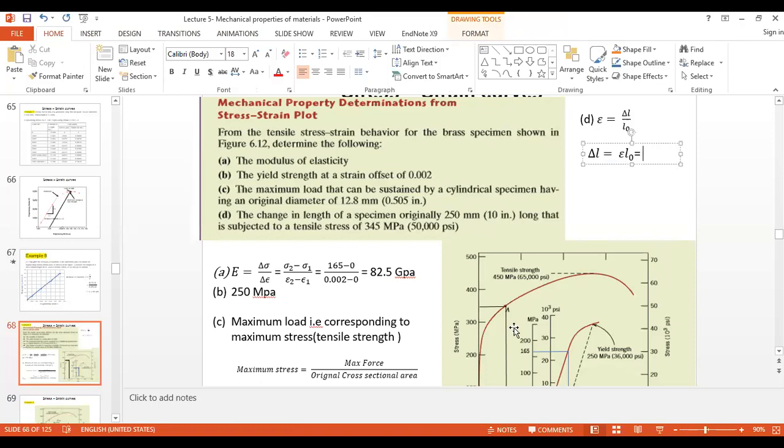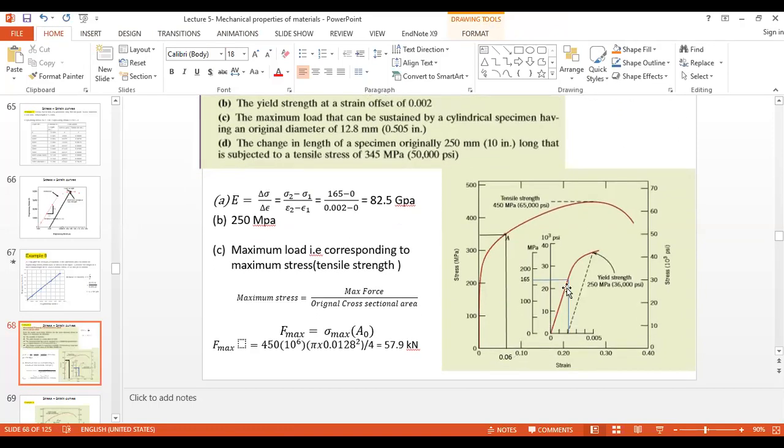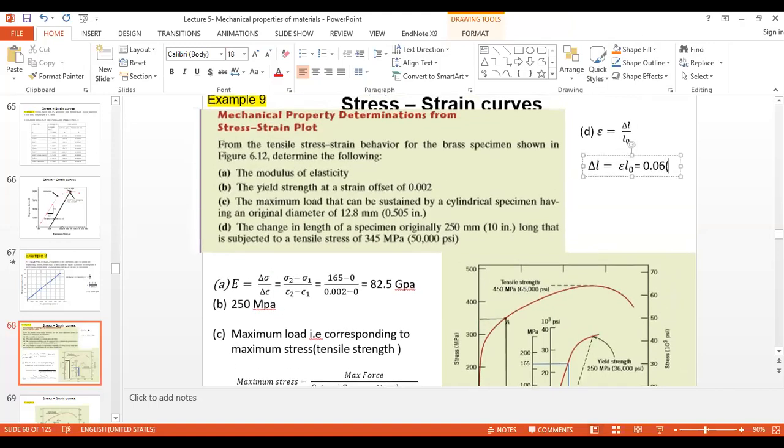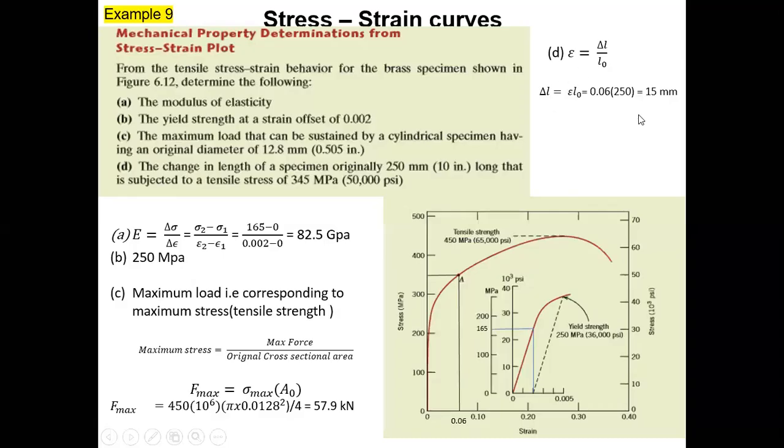So corresponding to 345, right? This strain is 0.06 into original length is 250. That means 0.25 millimeter. Maybe you can put in 250, right? So you will get the answer as 15 millimeter. Yes. Okay. Right. So this is the answer for the part D.